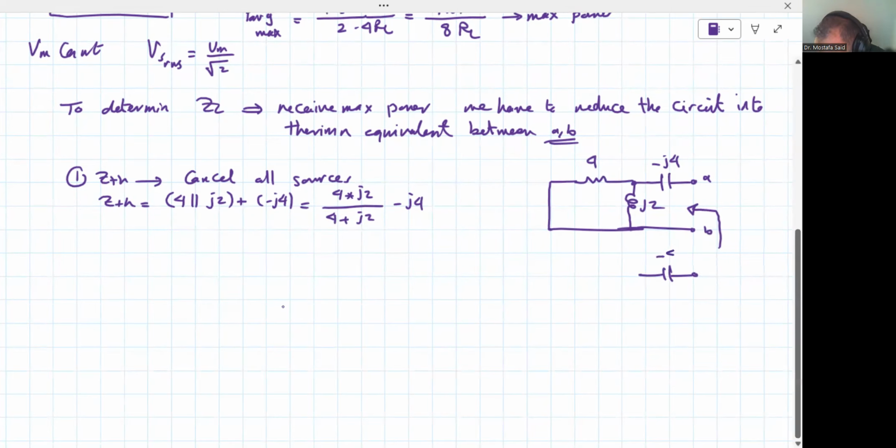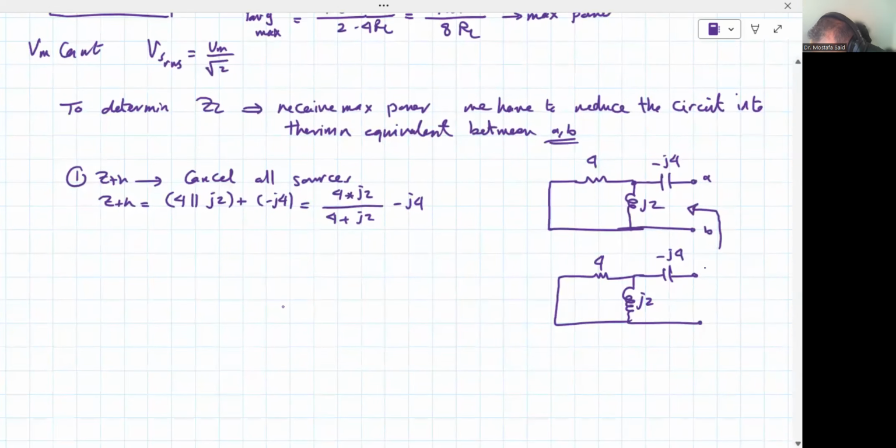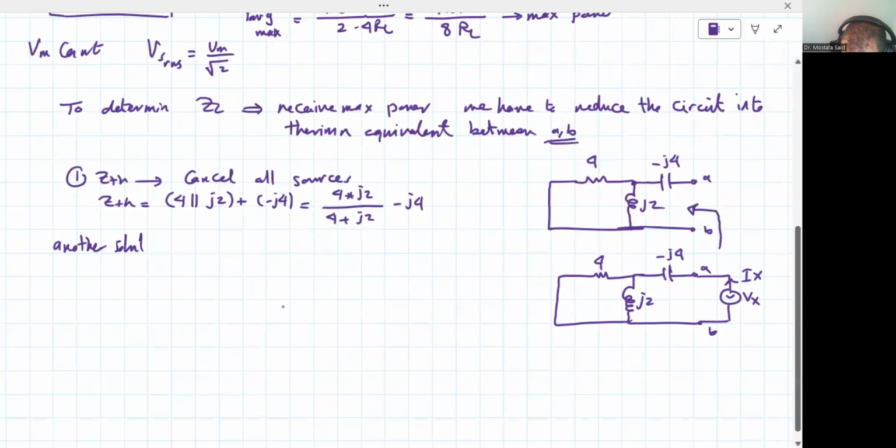In a previous video, we explained a general method to do the Thevenin equivalent. I'm going to explain it again here. It's the same. We have here the 4, we have here the j2. So we put a source between A and B. We call this source, for example, Vx, you can call it whatever you like. And this source produces Ix. So, another solution here: Z Thevenin is equal to Vx divided by Ix.